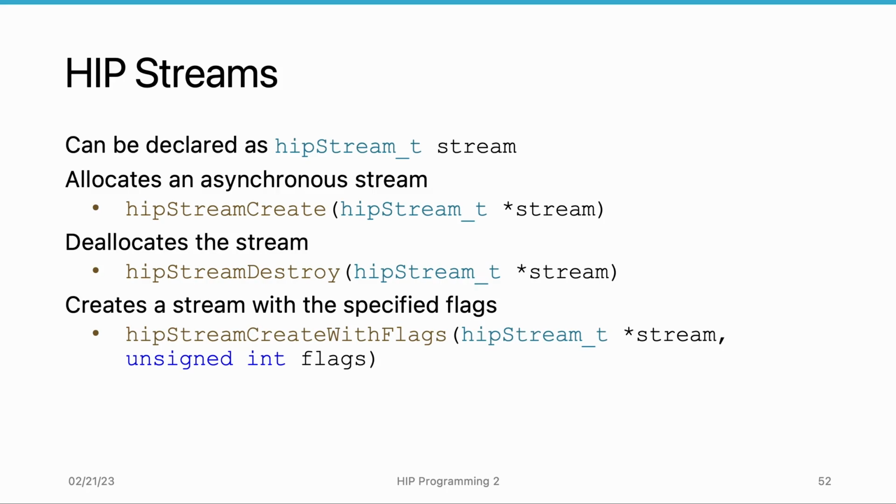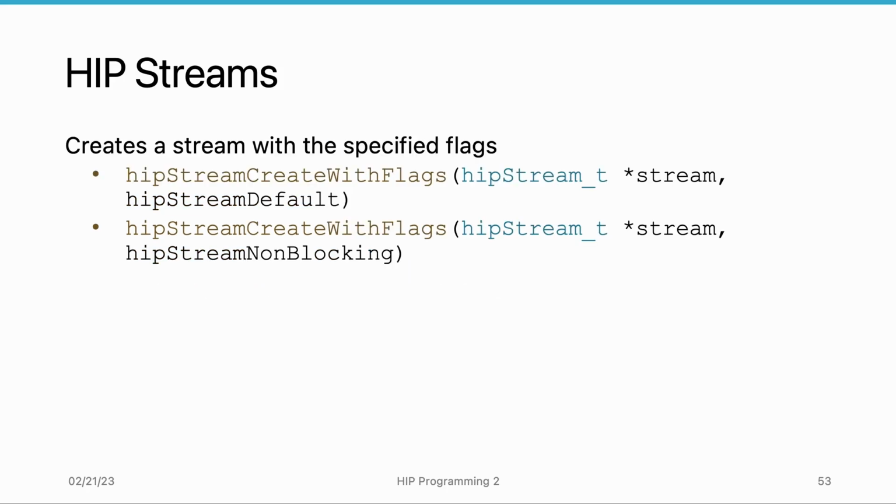The function heap stream create with flags is used to create an asynchronous stream in the GPU with specific flags. It takes a pointer to a heap stream underscore t, which is used to return the handle to the newly created stream, and an unsigned int value, which represents the flags to be used while creating the stream. Some examples of flags are heap stream default and heap stream non-blocking.